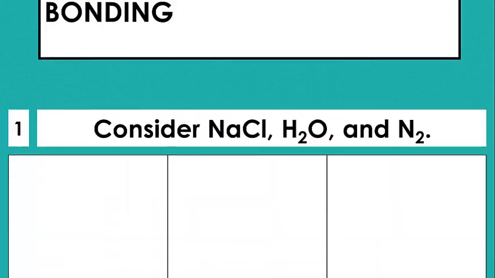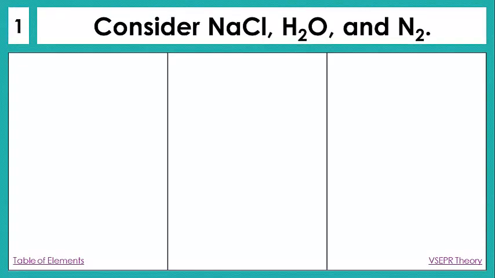The first section deals with bonding. In the first problem, we are asked to consider sodium chloride, water, and nitrogen, and for each formula, we need to draw the Lewis dot structure, determine the type of bond present, and if we have a covalent molecule, we have to determine the VSEPR shape. So first, we'll start with sodium chloride.